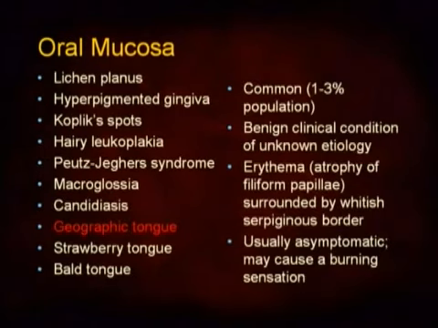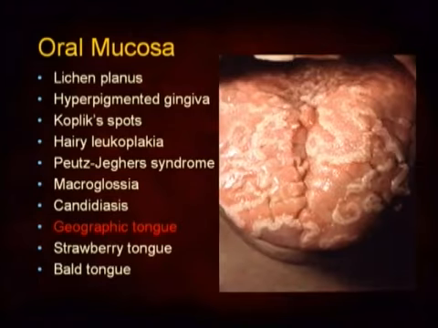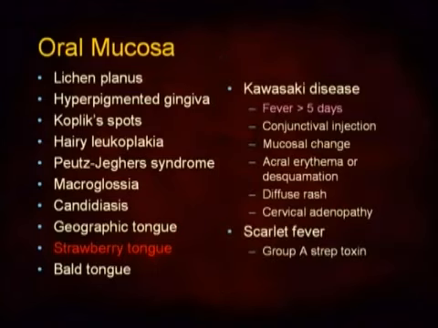A geographic tongue is pretty common, about 1 to 3% of the population, so maybe at the next break y'all can look at each other's tongues and see if anybody has a geographic tongue in here. Asymptomatic most of the time, although sometimes people can have a little bit of burning or sensitivity with it. As opposed to the hyperplastic filiform papilla, now we're talking about atrophy of the filiform papilla. And here is what that looks like, the geographic tongue.